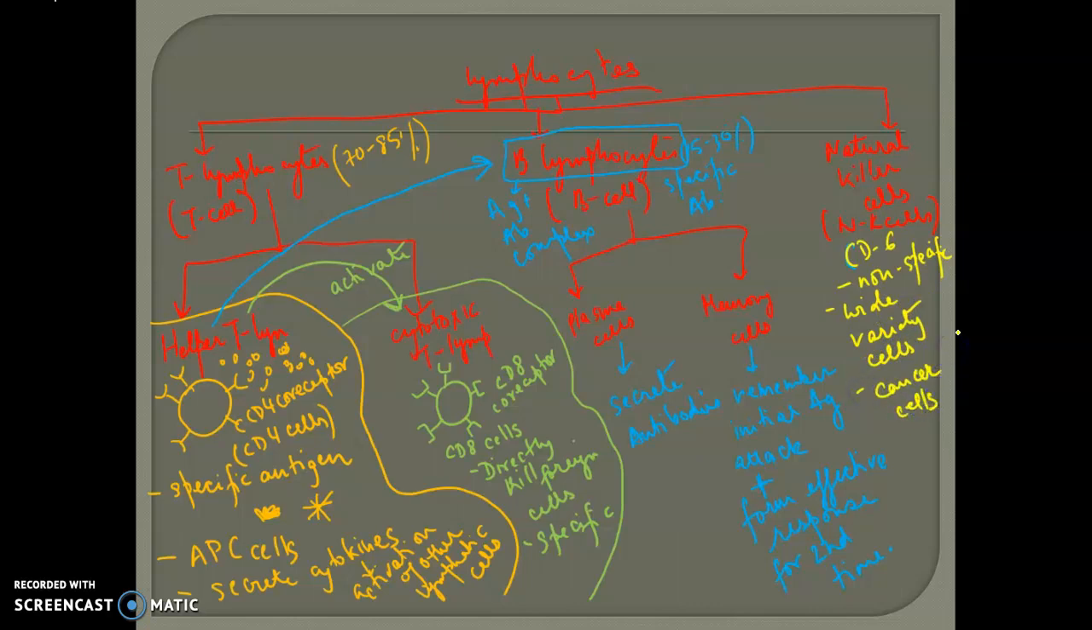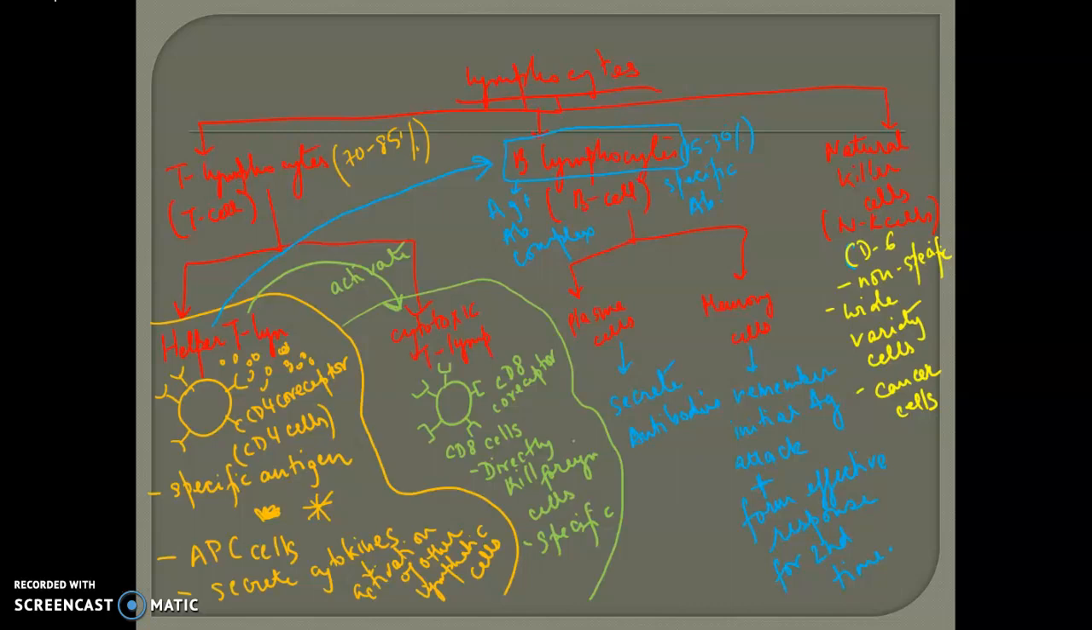Okay, so to review, 3 types of lymphocytes: T cells, B cells, and NK cells. T cells are the most abundant ones. They form 70 to 85% of the lymphocytes. Then B cells, they are only 15 to 30% of the lymphocytes. The T cells are of 2 types, helper T cells and cytotoxic T cells. Helper T cells are also called CD4 cells. They are very specific against a particular antigen. The helper T cells are also called APC cells, or antigen presenting cells. And the helper T cells secrete cytokines that activate other lymphatic cells.